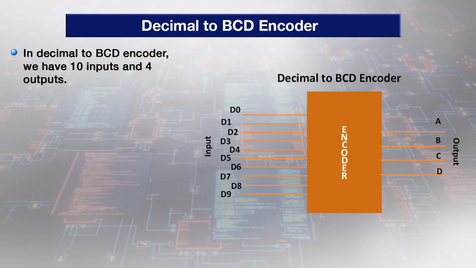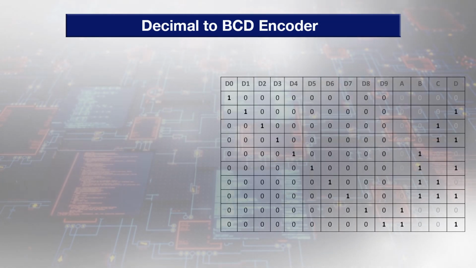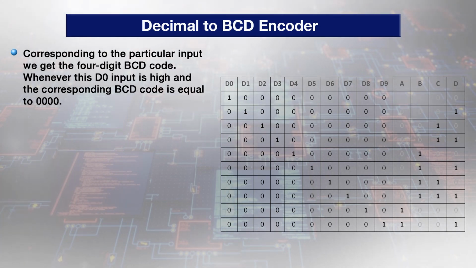Likewise, we can also design the decimal to BCD encoder. In the decimal to BCD encoder we have 10 input lines and 4 output lines. Here each input represents a specific decimal digit, and the output is the BCD equivalent code corresponding to that particular digit. Here is the truth table of this decimal to BCD encoder. As you can see, corresponding to a particular input we get the 4-digit BCD code.